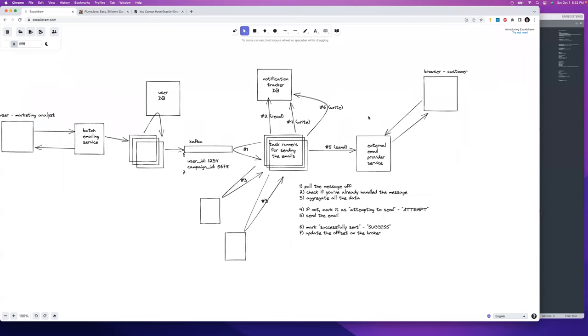Okay. And then we're going to do the update on the offset. I think you guys understand how that will work. Any questions on this before I try to deep dive into anything else?